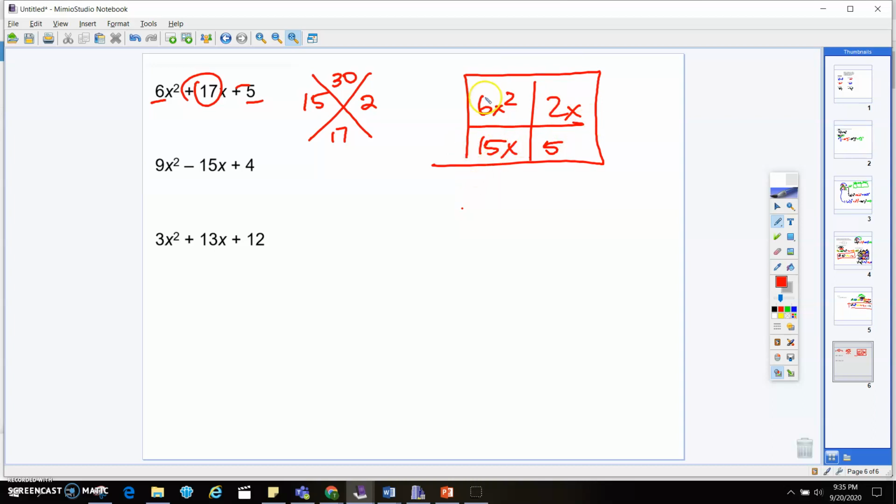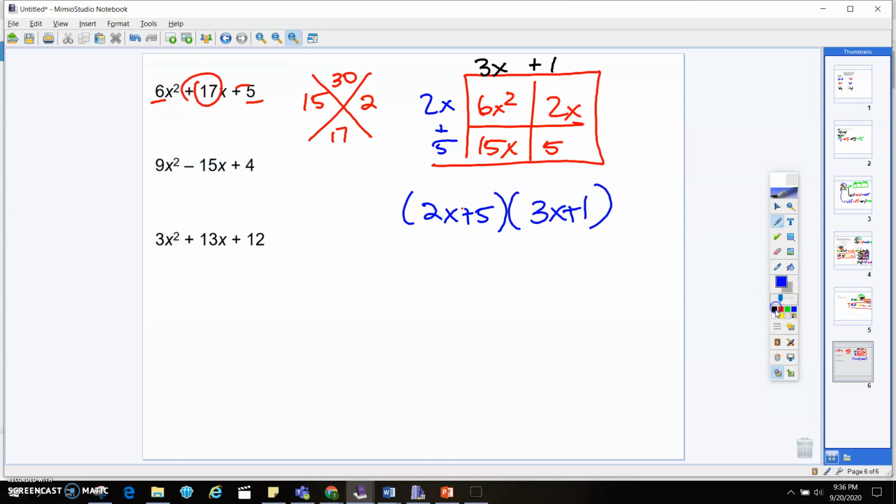We're going to take the greatest common factor from the rows and columns. So out of here, we're going to pull out a 3x. Out of here, we're going to pull out a 1 because there's not much common with those. Out of this row, we're going to pull out a 2x because 2x times 3x gives us 6x squared. And then out of this one, we're going to pull out a 5. So our factors are going to be 2x plus 5 and 3x plus 1.